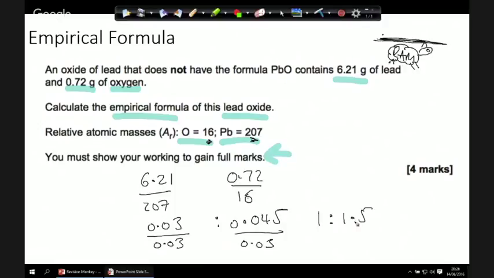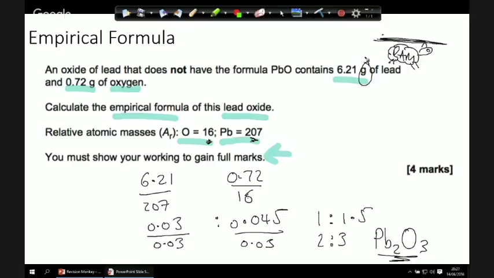Now, those numbers are a little bit easier. We're not quite there because we need this in a whole number. But if we double both, we'll end up with a ratio of 2 to 3. And then all we need to do is write our elements back in. So it would be Pb2O3. And that would be our empirical formula for those given.